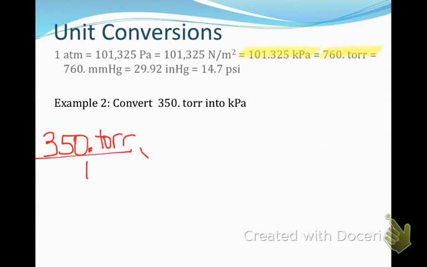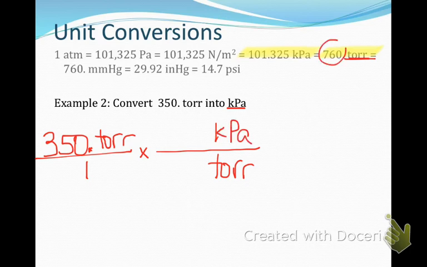Put it over 1 to make it more comfortable for yourself. And now you have to figure out what unit goes on the top versus the bottom. Whatever unit you're trying to get rid of, that goes onto the bottom. So I know I'm trying to get rid of torr, so I'm going to put that on the bottom. I want kPa, so that unit goes on top. Then use these numbers to fill in for you. So kPa is 101.325, and then the torr is 760.